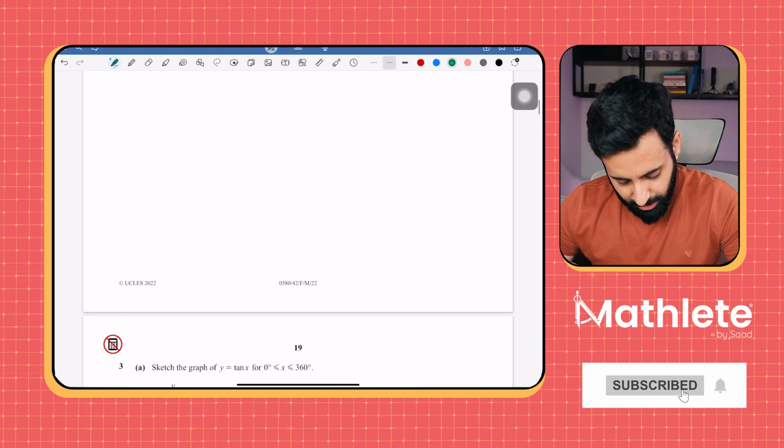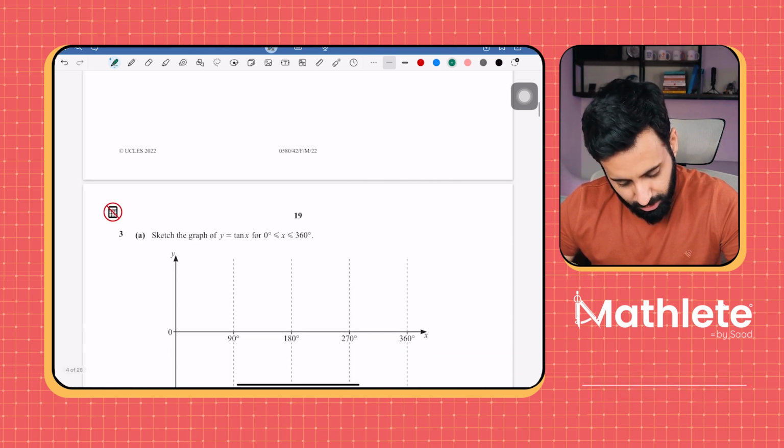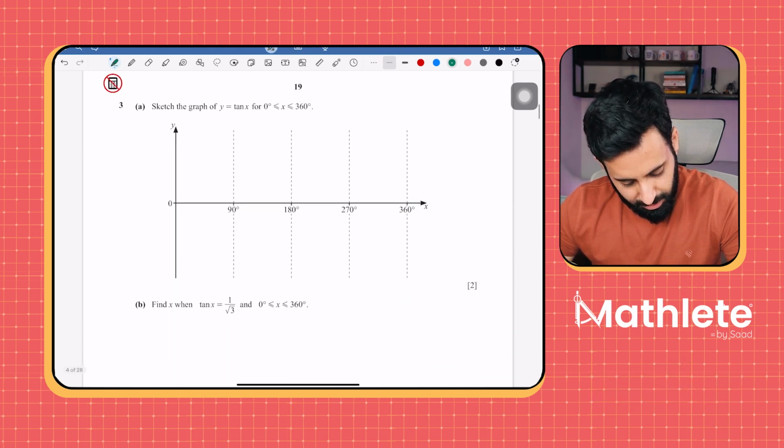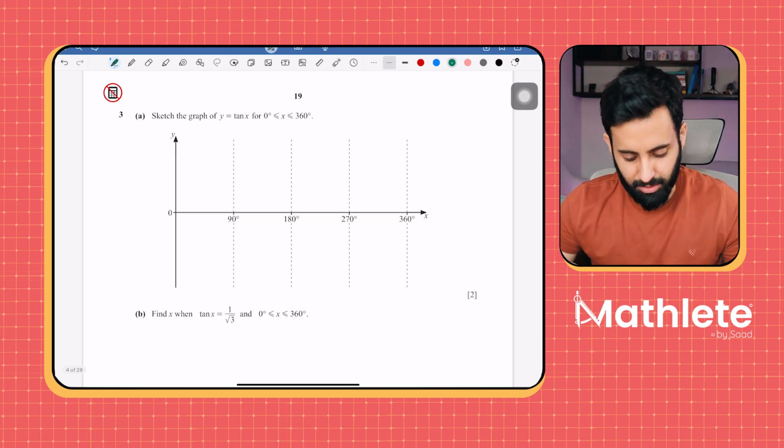So that was it. That was one question. Now I would like to solve another question, and this time perhaps a non-calculator question. Yeah, so I'm going to solve this one.